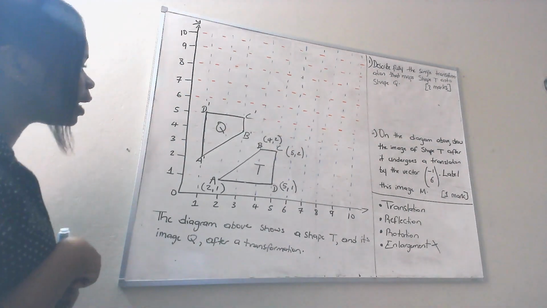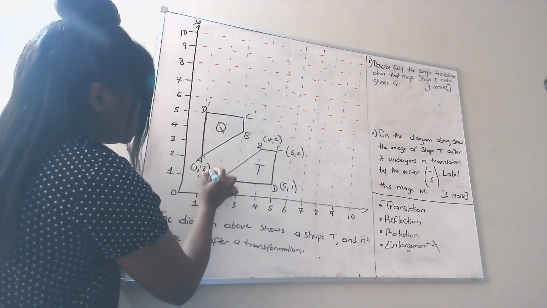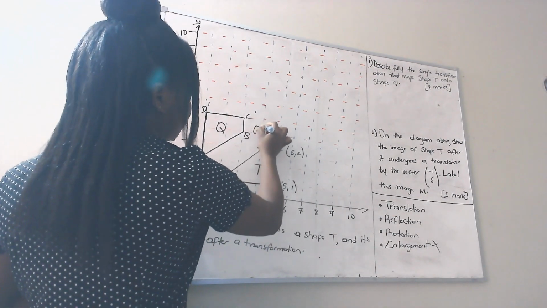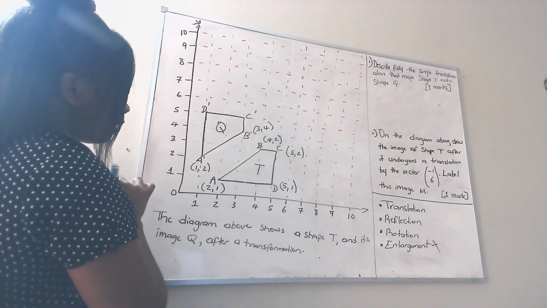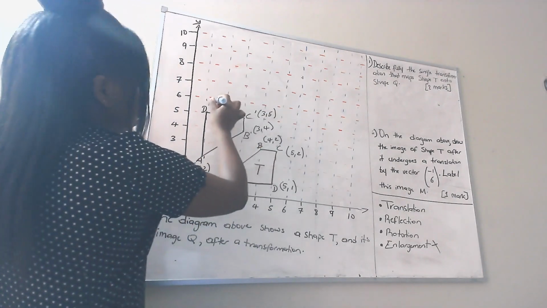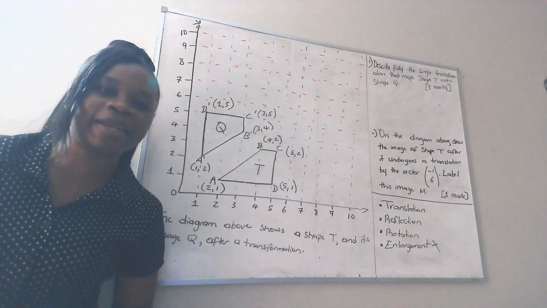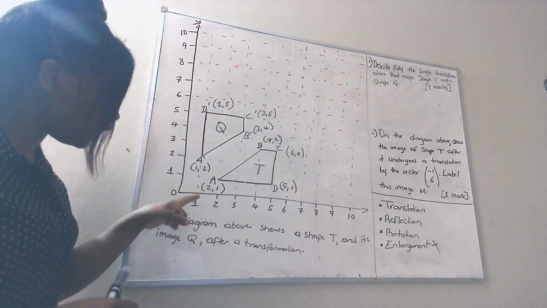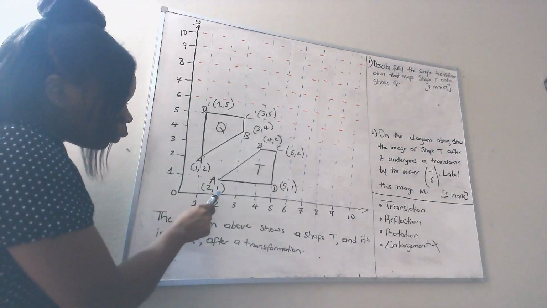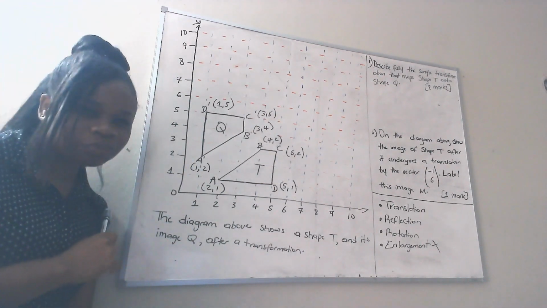Look at the other shape now. Let's look at Q. The coordinates of A prime are 1, 2. The coordinates of B prime are 3, 4. The coordinates of C prime are 3, 5. D prime is 1, 5. So these are the coordinates. Let's look at the coordinates of A for shape T: they are 2, 1. Look at the coordinates of shape Q: they are 1, 2. Notice something?